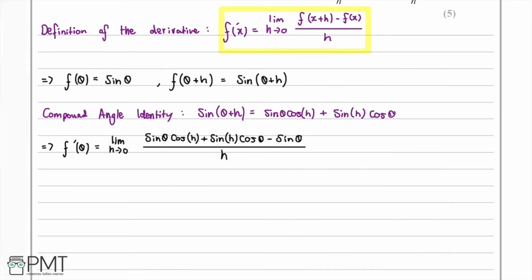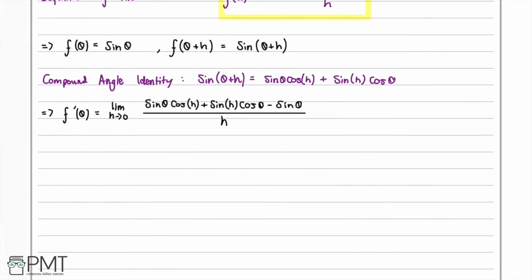So then our next step is to get this into a form where we can take the limit easily. This is not easy to do at this point because we've got lots of h's, some are in the numerator, and we've got one in the denominator as well. So what we can do is take some common factors out. So we'll rewrite our first part. So f dash of theta is going to be equal to the limit as h tends to 0. So now let's have a look and see what we can do.